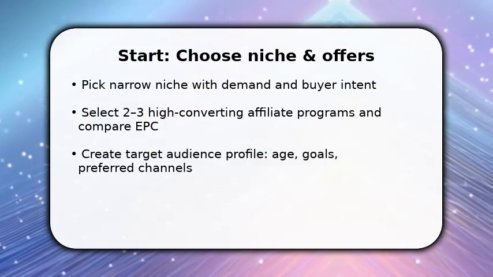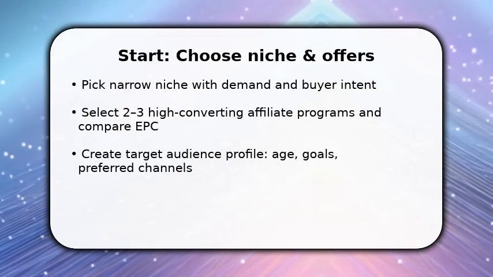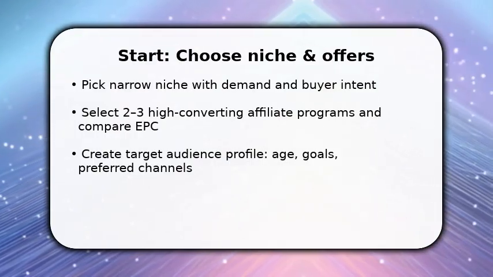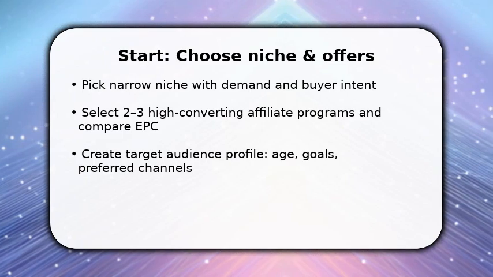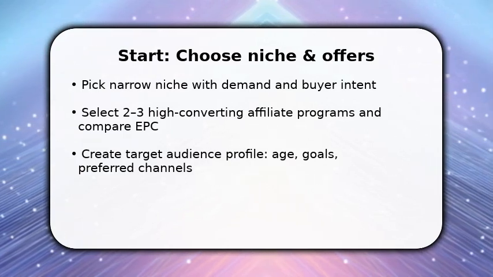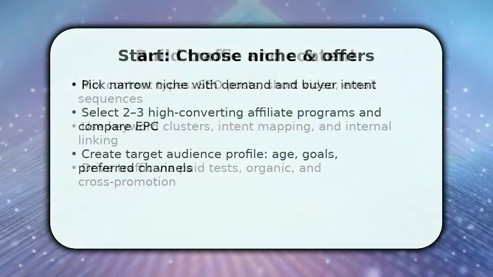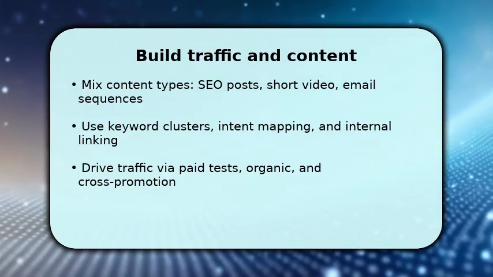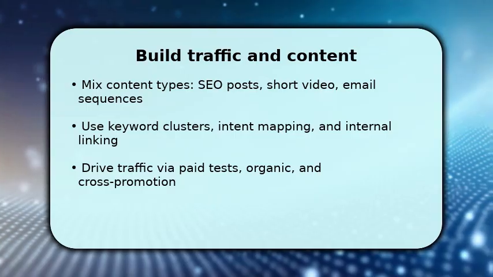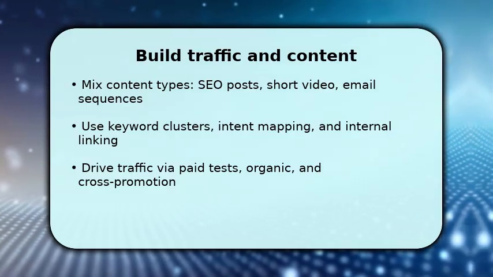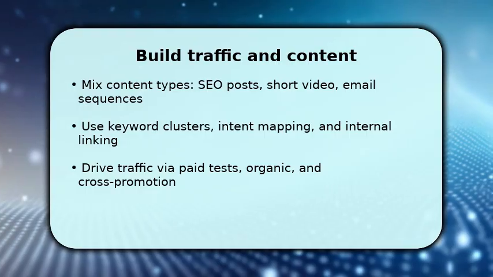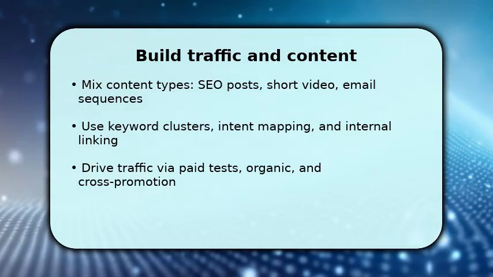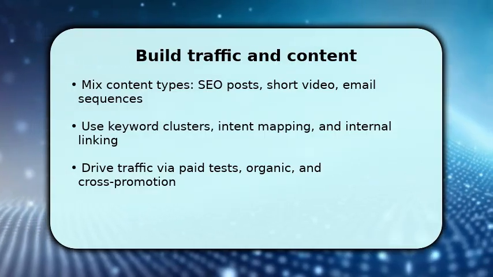Make sure to set tracking links and a spreadsheet for links, payouts, and conversion notes so you know what to test next. Now you build content and traffic systematically. Produce SEO articles targeting purchase intent keywords, short videos for social proof, and an email sequence to nurture leads. Explain how. Keyword clusters funnel prospects from awareness to decision, and internal links push users to your affiliate pages.